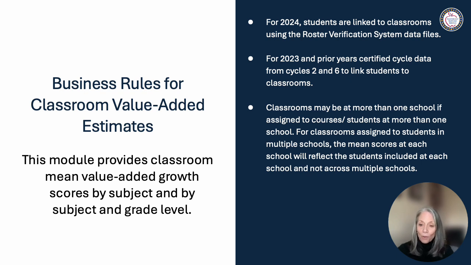For 2023 and prior years, we used a process of certified cycle data from cycles 2 and 6 to link students to classrooms. So it's important to know there's a slight difference between how students were linked in 2024 versus how they were linked in the years prior to that. Classrooms may be at more than one school if assigned to courses or students at more than one school. So for classrooms assigned to students in multiple schools, the mean scores at each school will only reflect the students included at that school and not across all the schools. So that's another important business rule to keep in mind.